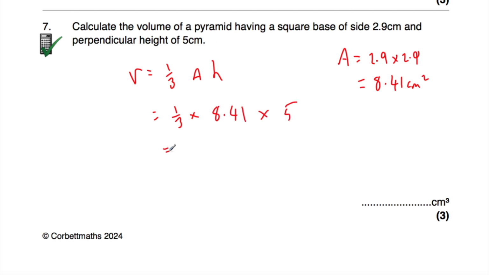5. And then if we just work that out, so times by 5 and times by a third, and I'm just doing this in my calculator, I get an answer of 14.016666 and so on. And I'm just going to round that. I'm going to round it to 3 decimal places. So that'll be 14.017 to 3 decimal places. And that's it.